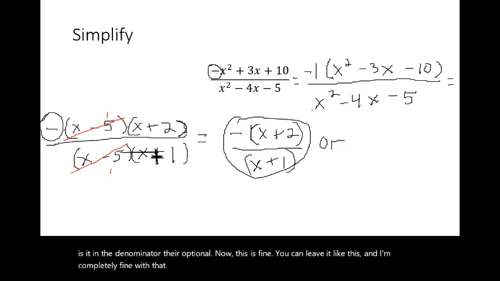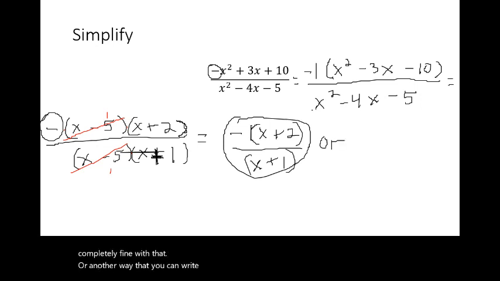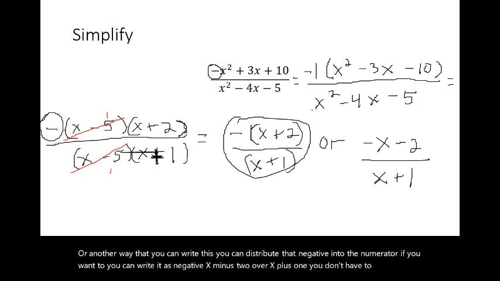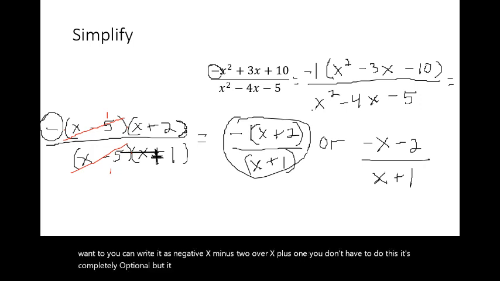Or another way that you can write this, you can distribute that negative into the numerator. If you want to, you can write it as negative x minus 2 over x plus 1. You don't have to do this. It's completely optional, but it is just another way that you can rewrite it.